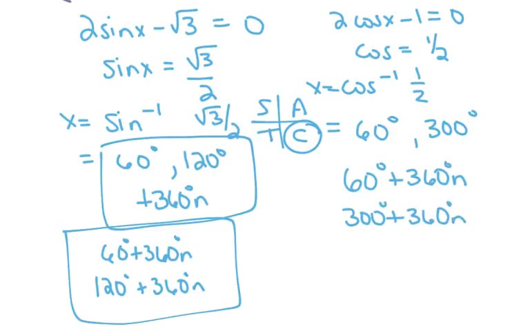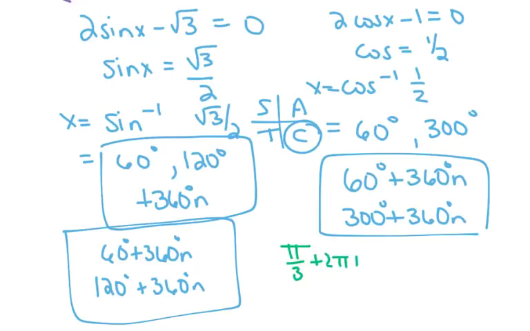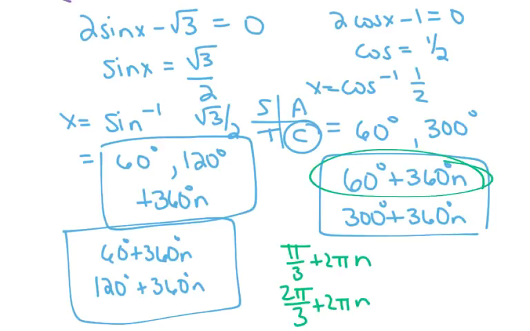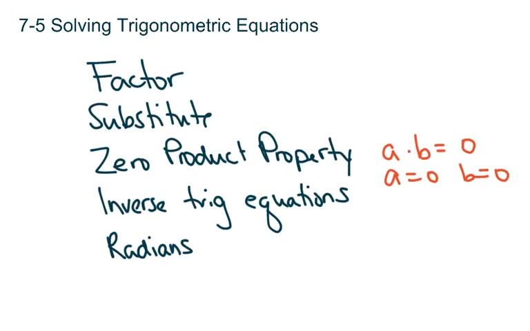If you wanted to change these to be in terms of radians, the only difference is that they would be pi over 3 plus 2 pi n, and 2 pi over 3 plus 2 pi n, and this is also pi over 3 plus 2 pi n, and then 300 is 5 pi over 3 plus 2 pi n. But I'll be very specific and tell you what units of measurement you should be in. Should you be in degrees or radians? And that is section 7.5 on solving trigonometric equations.